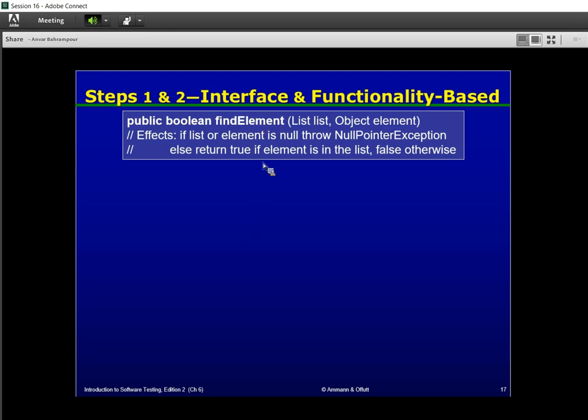This is all the information we need about one method. We need to design test cases in this chapter for this simple method, and there is no body of this method. There is no need to have the source code. Okay, we could use both approaches, the interface approach and the functionality-based approach, according to this given knowledge.